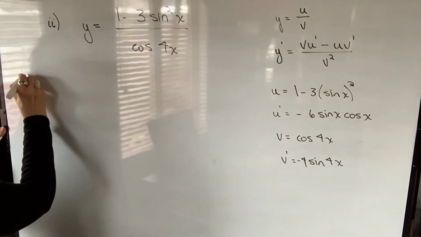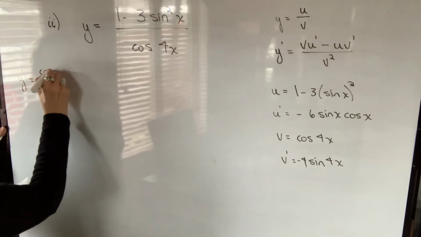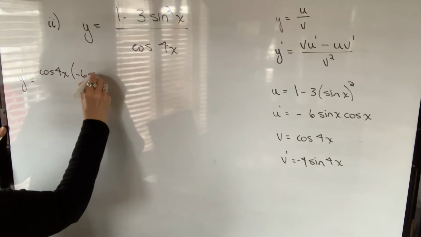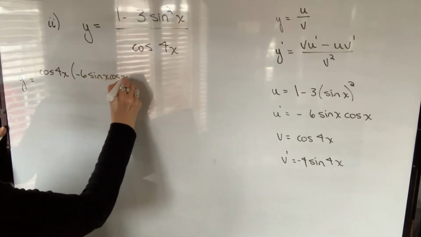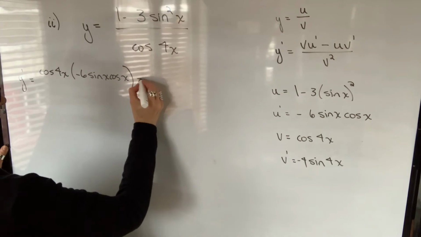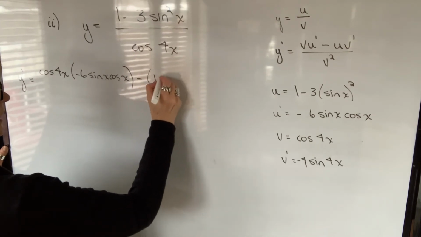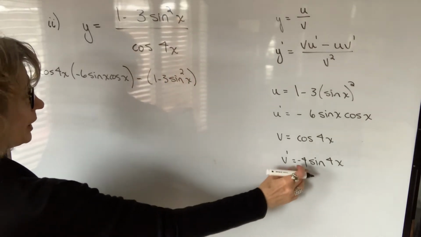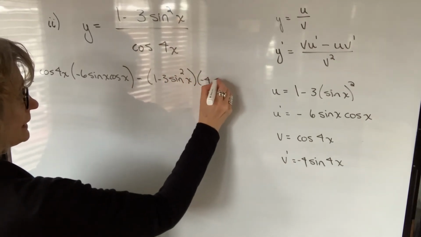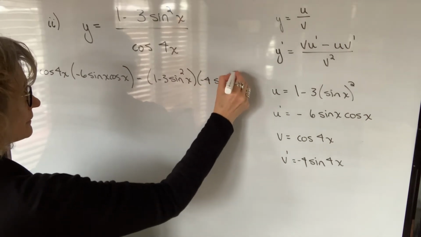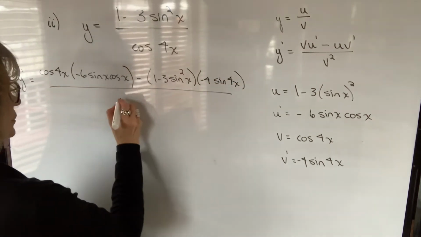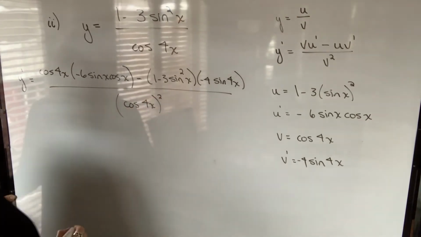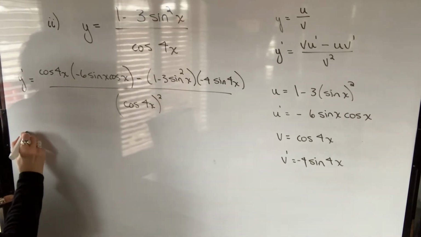So the derivative of this will equal v, which is cos of 4x, times u prime, which is negative 6 sine x cos of x, minus u, which is 1 minus 3 times the sine squared of x, times v prime, which is negative 4 sine of 4x, all over the denominator, or v squared.